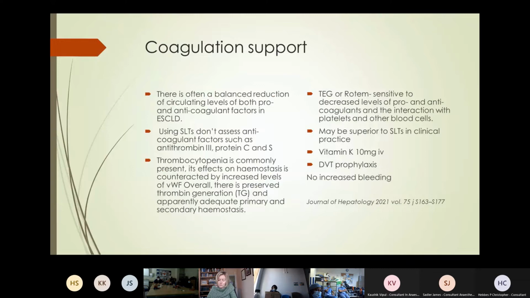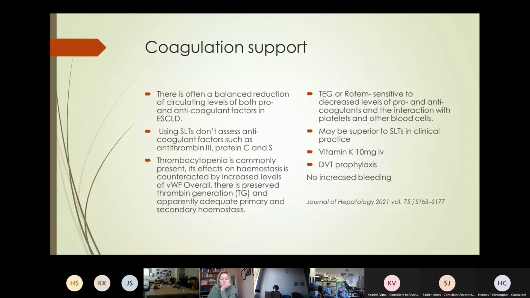Coagulation support, this is a very busy slide. The summary here is that there are many other factors that are not considered when we do standard lab tests for coagulation. That is antithrombin III, protein C, and S, which are also low. So it is a reduction in both procoagulant and anticoagulant factors. So these patients might look quite coagulopathic, but it doesn't mean that they bleed that easily.